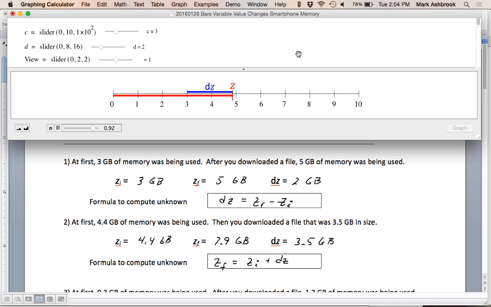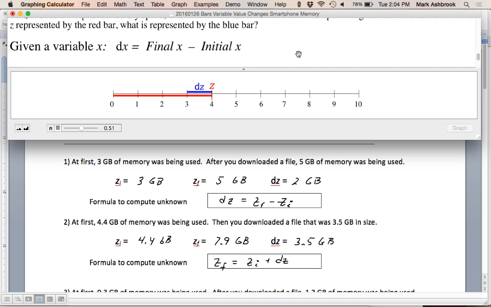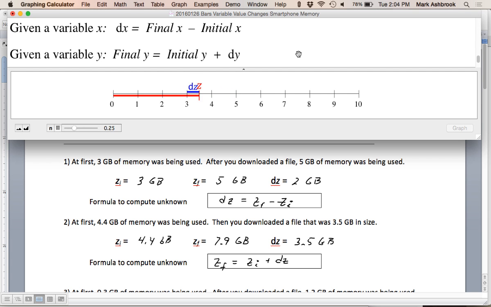So summarizing, we came up with these two things. Given a variable x, dx is final x minus the initial x. And given a variable y, so I'm just using these letters, but it doesn't have to be these letters, final y is initial y plus dy. Any questions so far? Easy, but we want to lay the groundwork and have no question about it, and all be on the same page. So 2 really important principles here: change is the final minus the initial, and the final is the initial plus the change.